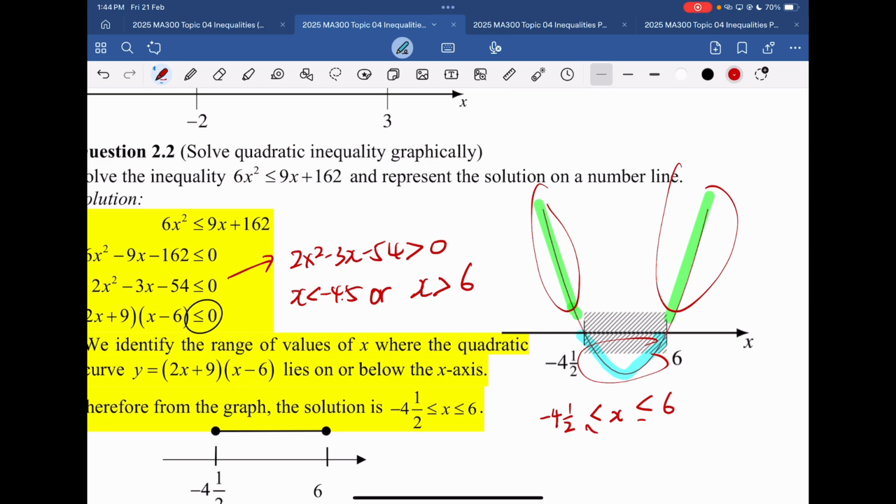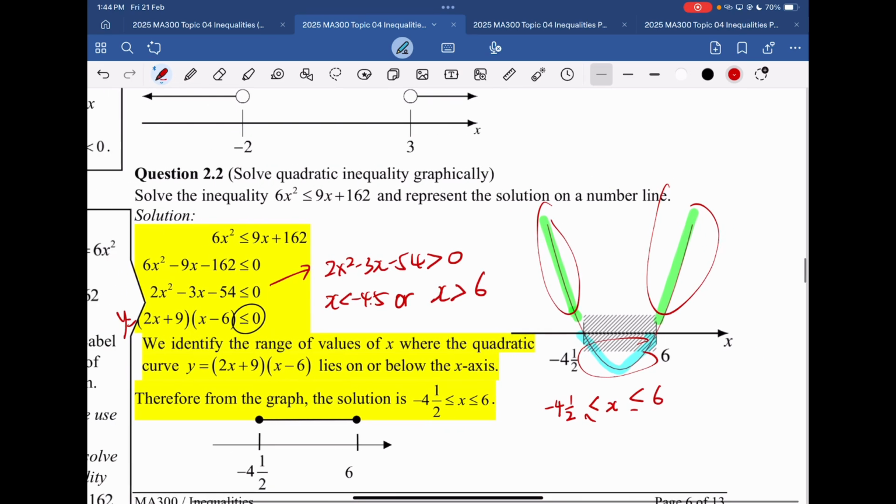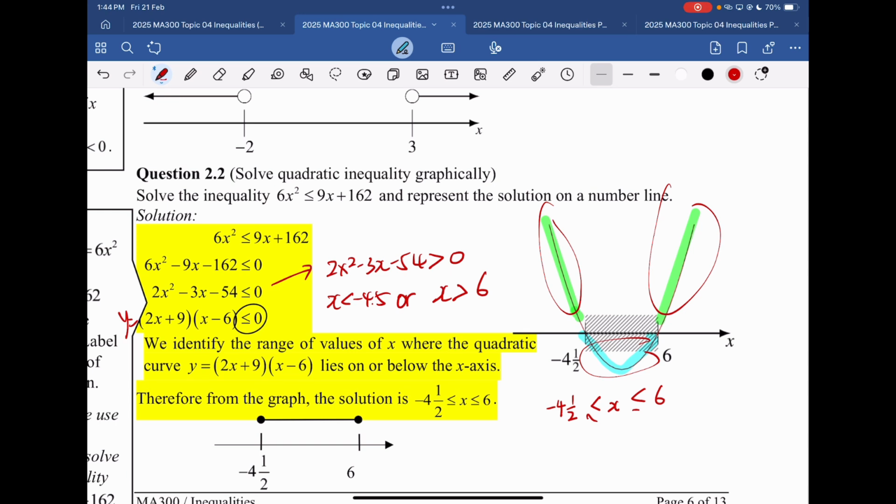Then you take the bottom. Okay? Correct. But it depends on your curve. Your curve must be correct. Personally, I always make a smiley face for the curve.